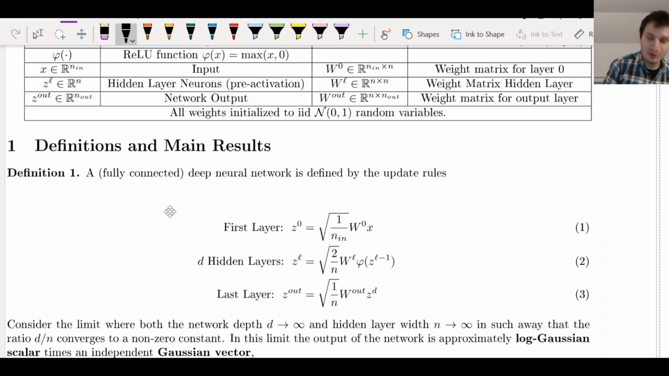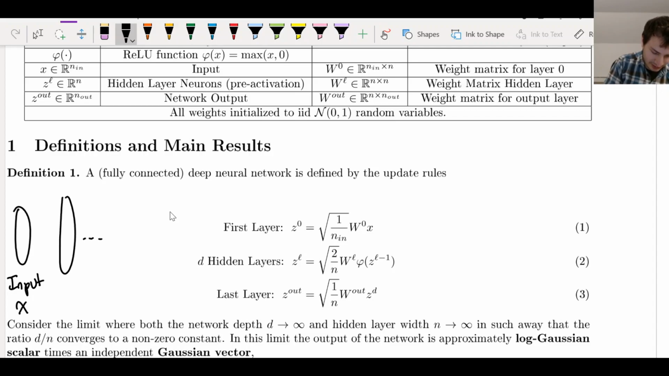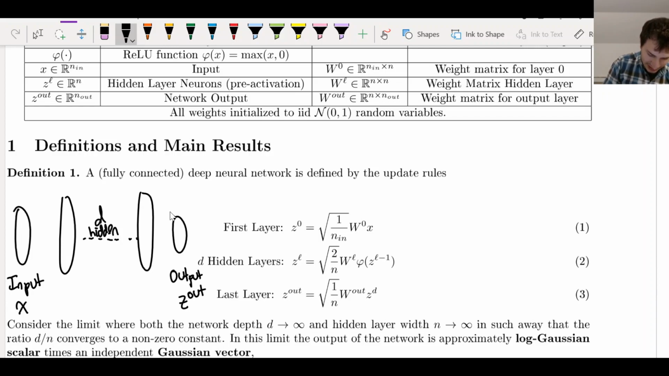So if we're going to draw a cartoon of the network, we can think of it like this. It's got an input layer, and we're going to denote the input with an x. It's going to have d hidden layers in the middle here. So there's d of them, d hidden. And it's going to have an output layer. Output. I'm going to call the output z out. And I'm going to call the hidden layers z0 all the way up to zd.